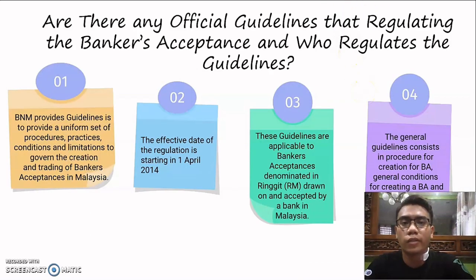Next, are there any official guidelines regulating the banker's acceptance and who regulates the guidelines? Bank Negara Malaysia provides guidelines to provide a uniform set of procedures, practices, conditions and limitations to govern the creation and trading of banker's acceptances in Malaysia. The effective date of the regulation is 1 April 2014. This guideline is applicable to banker's acceptances denominated in Ringgit Malaysia drawn on and accepted by a bank in Malaysia. The general guideline consists of procedures for creation of banker's acceptances, general conditions for creating a banker's acceptance and many more.